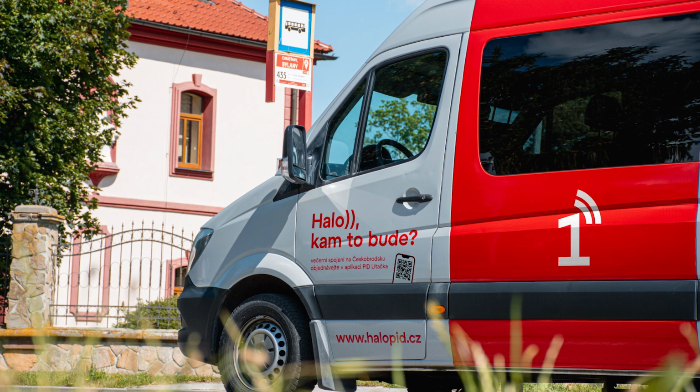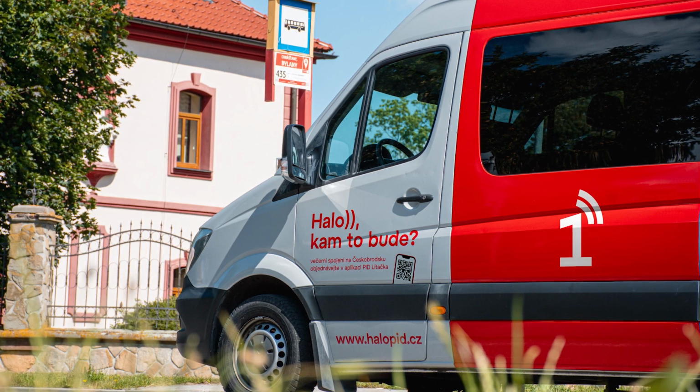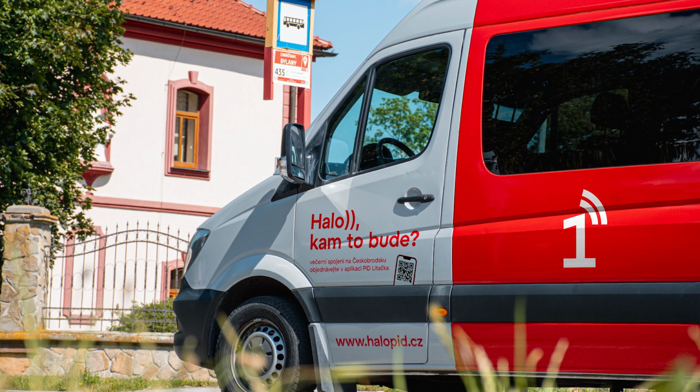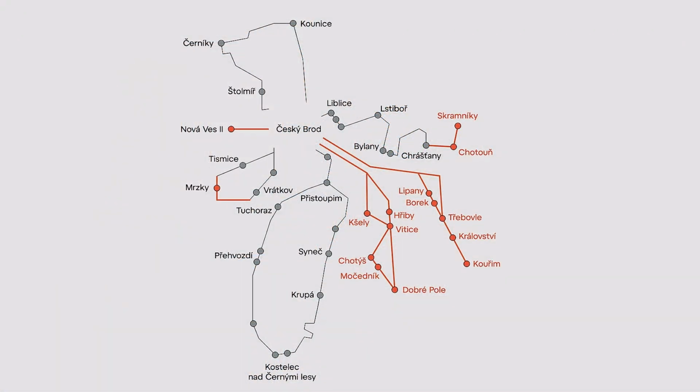In the future, the system would transition to a fully dynamic model without a central hub, but as of now, Czech law doesn't allow that, so most routes go through a central point, the Český Brod train station.